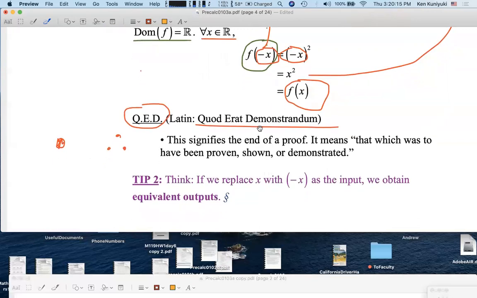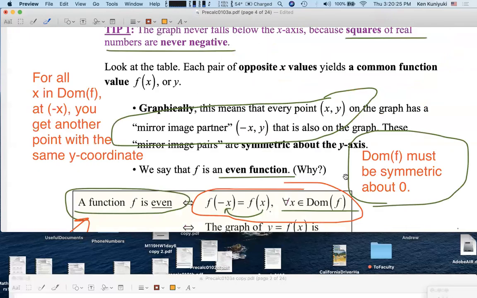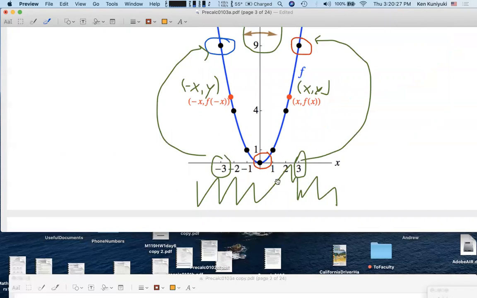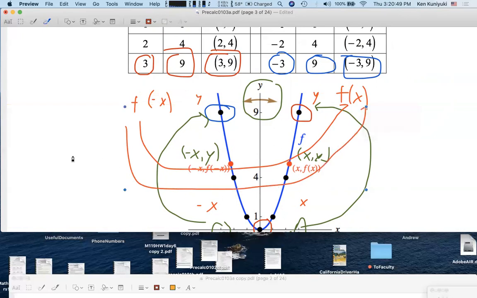Once again, why is this squaring function even? If we replace x with its opposite as the input, we get equivalent outputs. We get x squared, that is f of x in both cases. For example, 3 and negative 3, x and the opposite of x give us the same function values, the same y-coordinates. F of opposite of x over here, the y-coordinate here, is equal to f of x over here, the y-coordinate here. These are equal. Okay, busy picture.